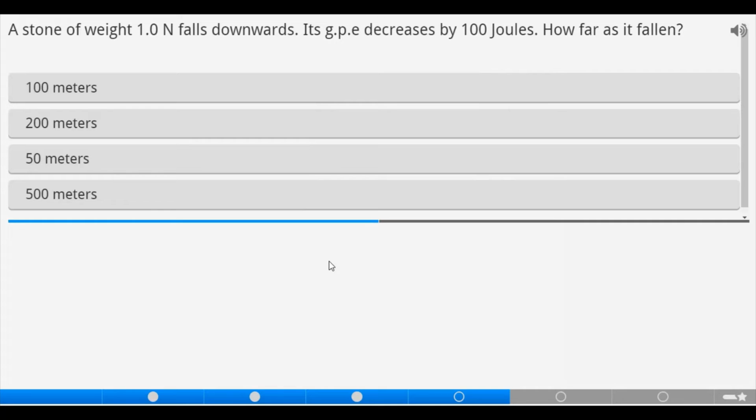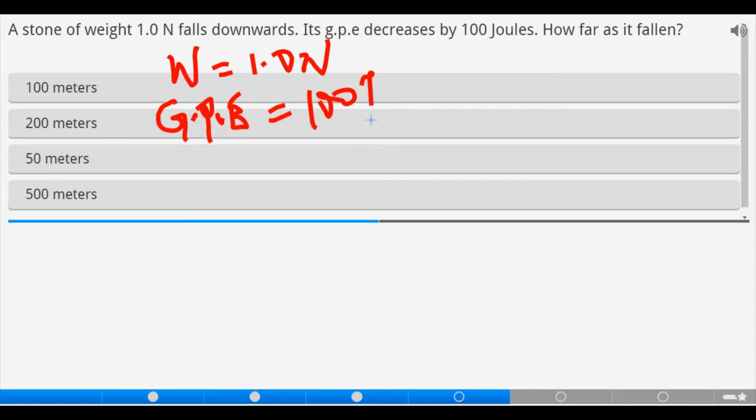A stone of weight 1 Newton, all right, falls downwards, okay? Its gravitational potential energy decreases by 100 joules. How far has it fallen? So this is what you need to do for this calculation. I have weight to be 1.0 Newton, and I have my gravitational potential energy, or potential energy rather, to be 100 joules. What is the formula connecting them? So I can write it as P is equal to what?